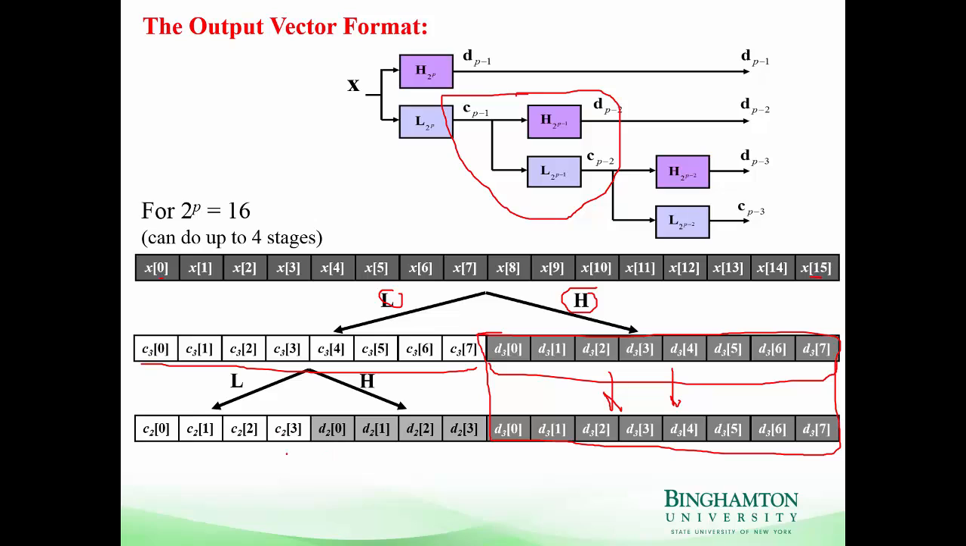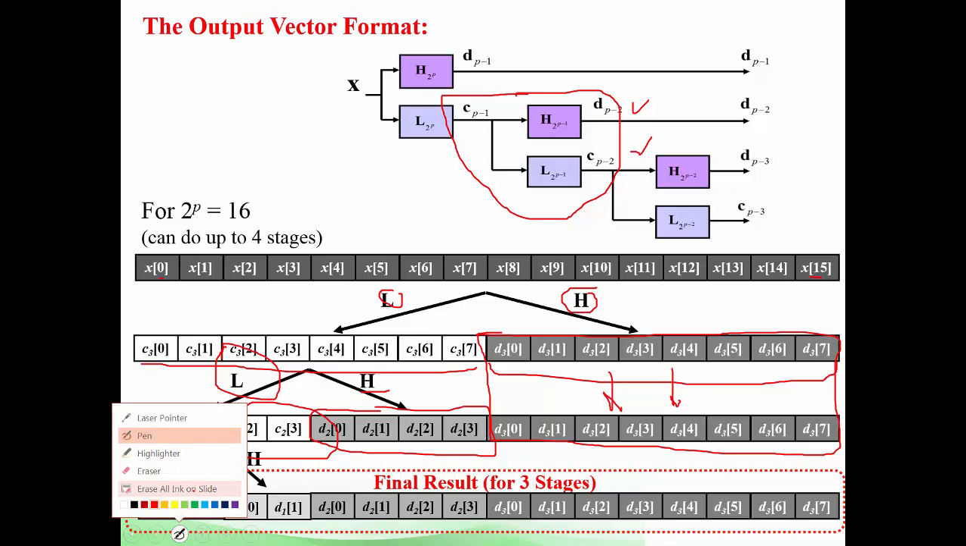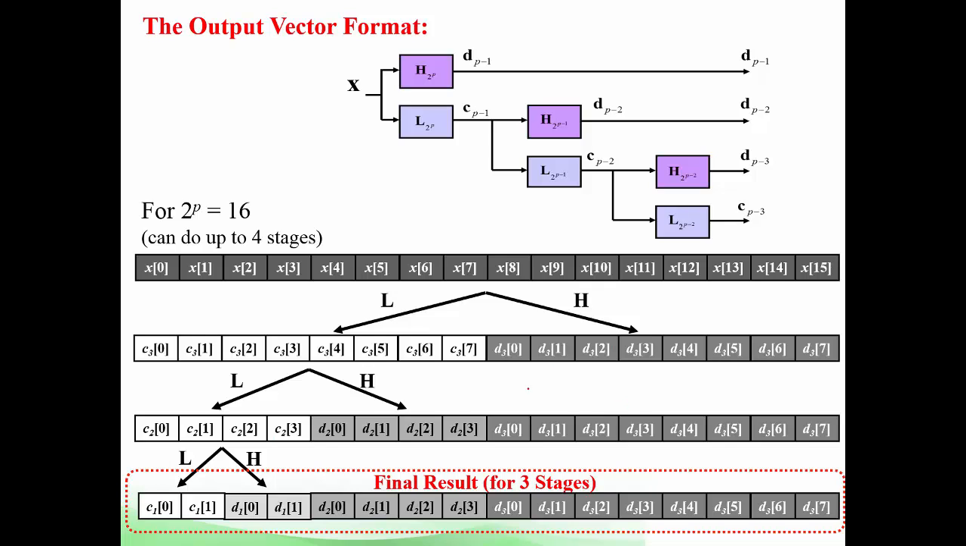So we're going to take the C's, they go through the H, and we create 4 of those. Then we go through the L, and we create 4 of those. All right, good. So we're now at this point. And now we're going to go one last step. This is our final result for 3 stages. Like I said, we could go one more stage. So these get copied down. These get copied down, right?